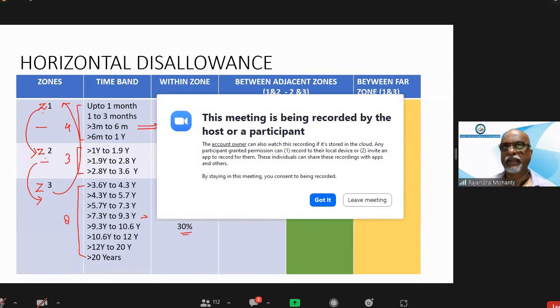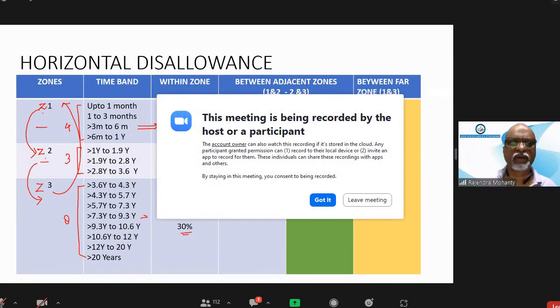So basically, that is what I have done first. These are the things we have to remember, all these time band zones. Normally they will be given.